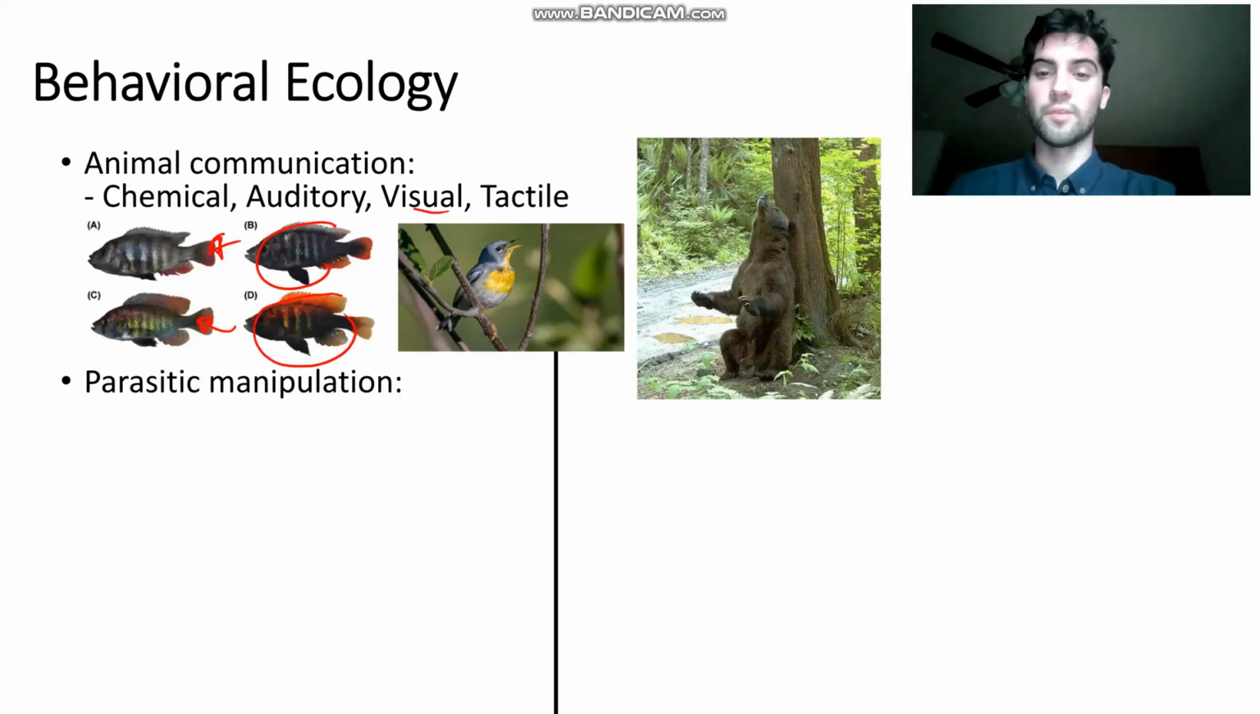And here we have a bear marking its territory. So the bear scratched the tree, and now it's marking its territory with its smell, with chemical molecules. Here we have a bird that's probably singing to attract females and also to scare other males. So you have to keep in mind that there are several types of communication, right? Communication for mating, communication for aggression and territory marking, and maybe even more types of communication.